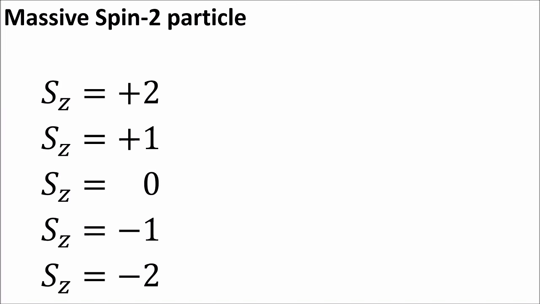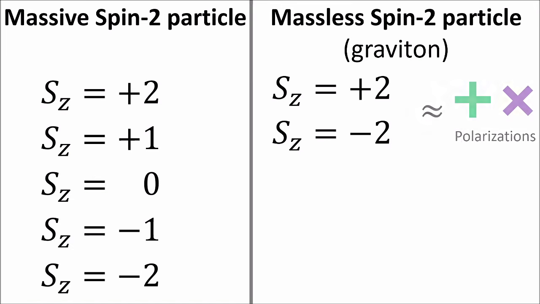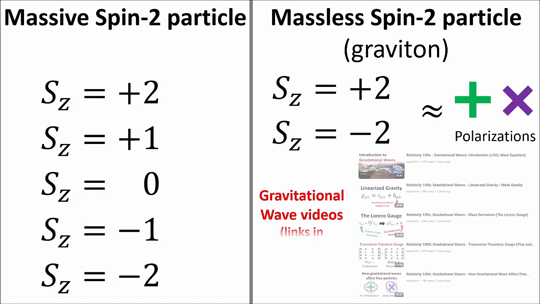As an aside, something similar happens in the case of gravitons, which are spin 2 particles. Massive spin 2 particles normally have 5 polarizations, but for the massless case, like gravitons, only the +2 and -2 polarizations exist, which are equivalent to the plus and cross polarizations for gravitational waves. You can check out my videos on gravitational waves if you want to learn more.